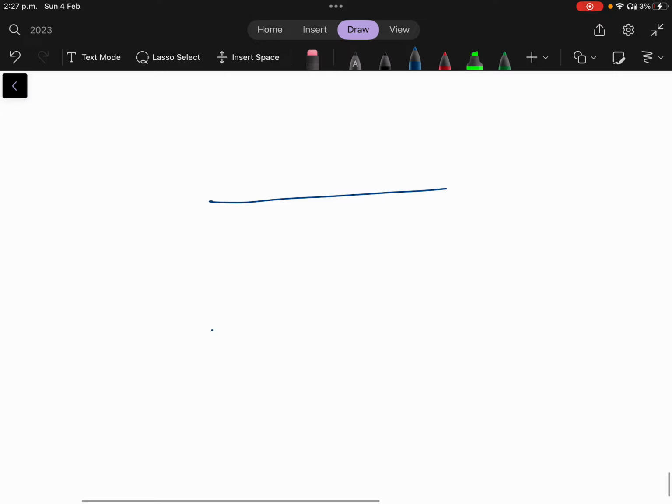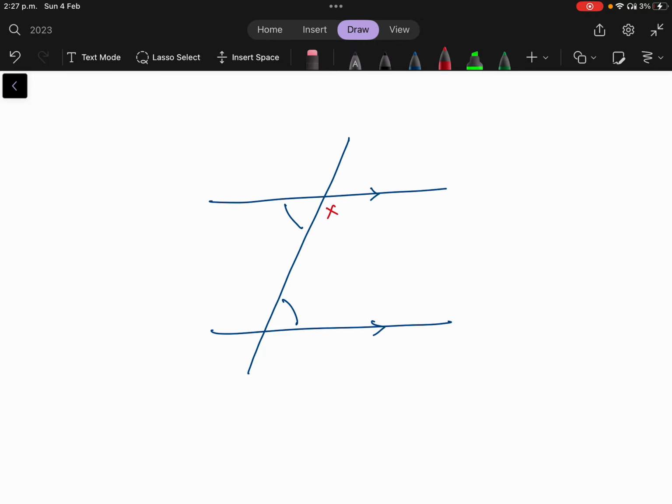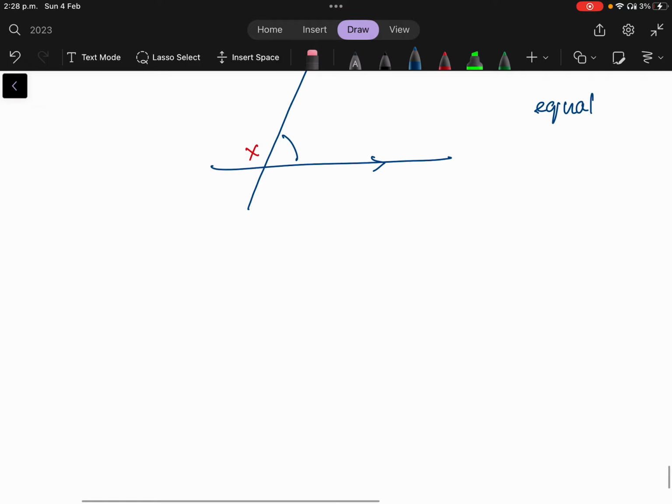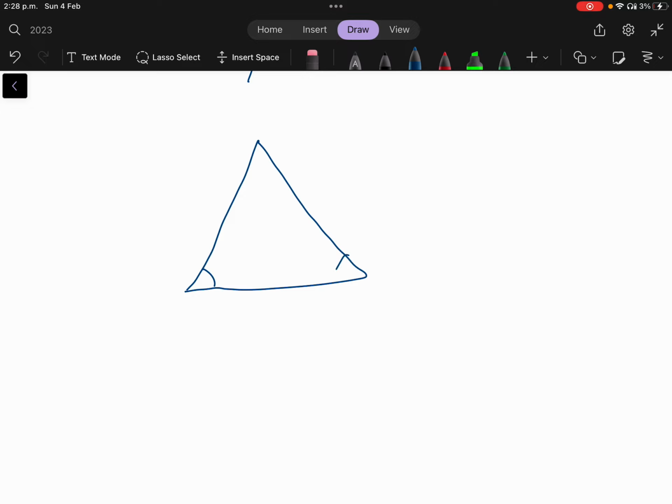Again, take the case of two parallel lines cut by a transversal: this angle and this angle, or this angle and this angle, are called alternate angles. These are also equal. Now if you have a triangle, all angles add up to 180 degrees. It's a very important property which you have to remember.